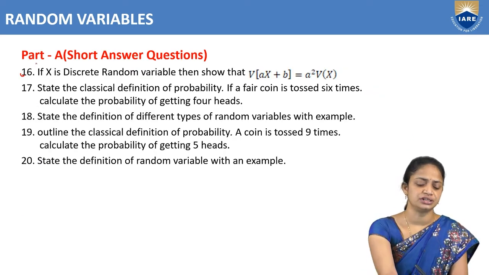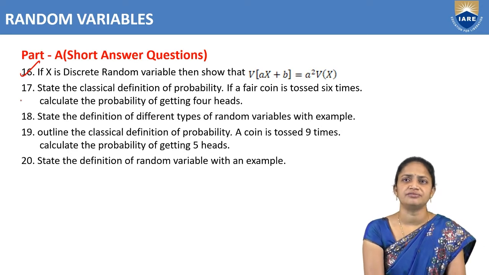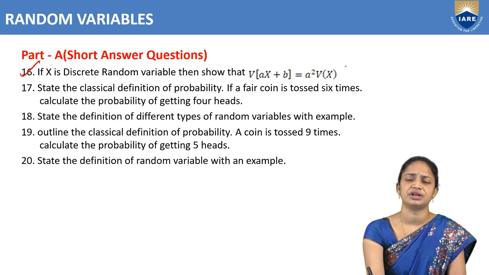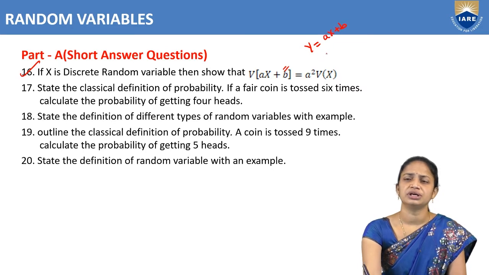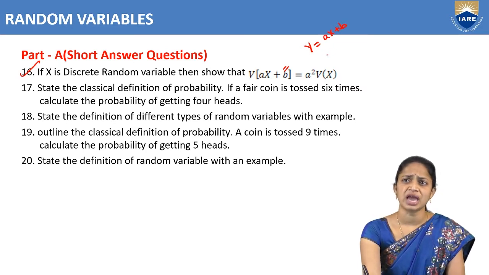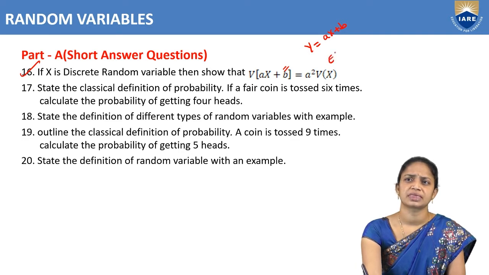Now the 16th question. If x is a discrete random variable, then show that variance of ax plus b equals a square into variance of x. Here let us consider y equal to ax plus b. Now we have to apply the expectation on both sides. So expectation of y equals expectation of ax plus b, which is nothing but a into expectation of x plus b. Let us consider this as equation 1 and this as equation 2.